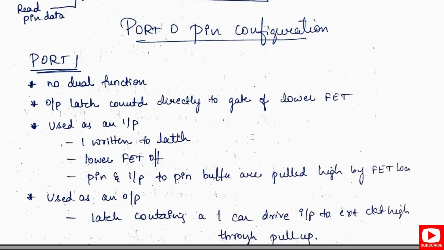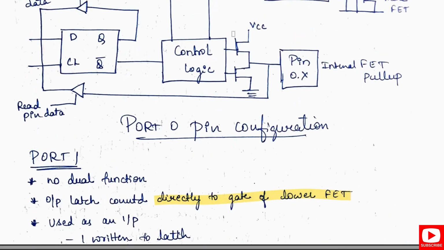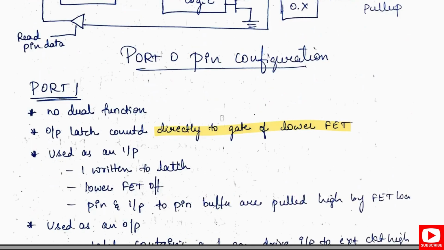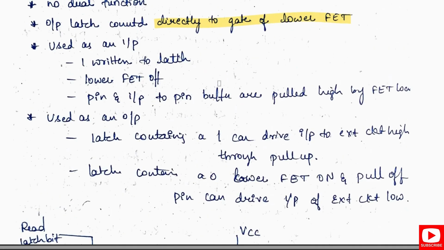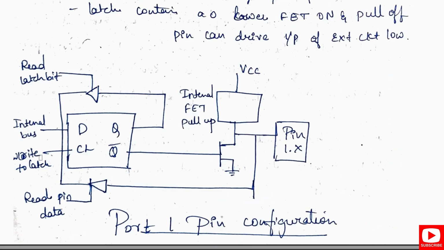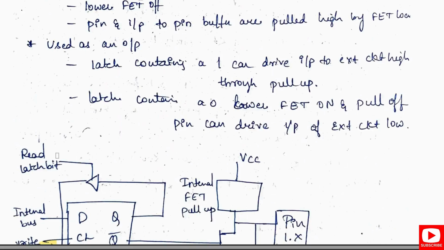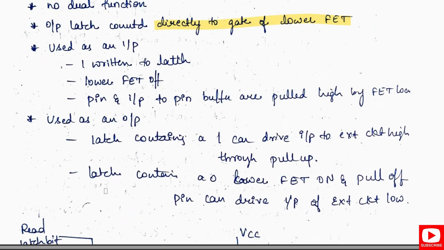Similarly, we'll go to port 1, where there is no dual function. The output latch is connected directly to the gate of the lower FET. Here it is not performing as two inputs and outputs for on and off; it is directly connected. You can observe here we have a 1 and it is used as an input. So 1 is written to the latch, then the lower FET will get turned off from this latch, and the pin and the input to the pin buffer are pulled high by the FET.